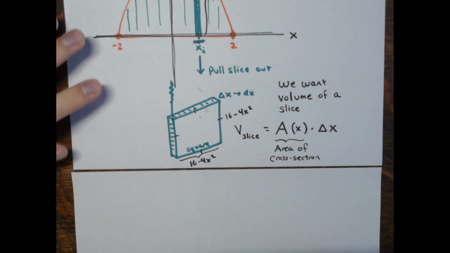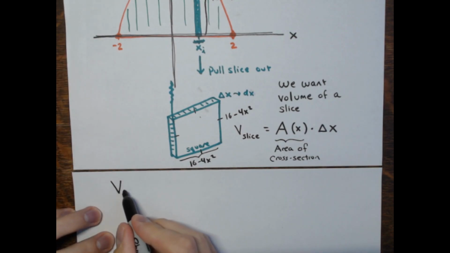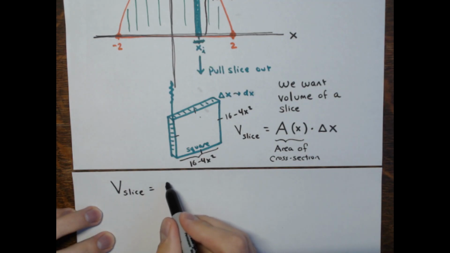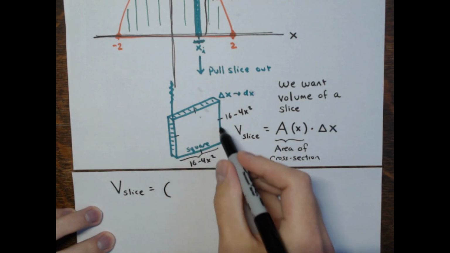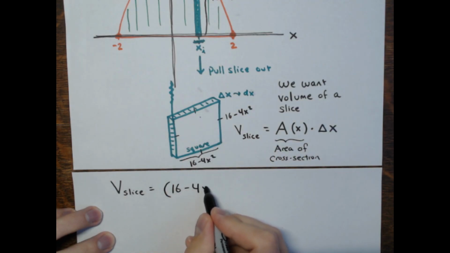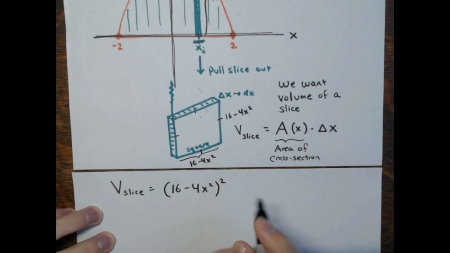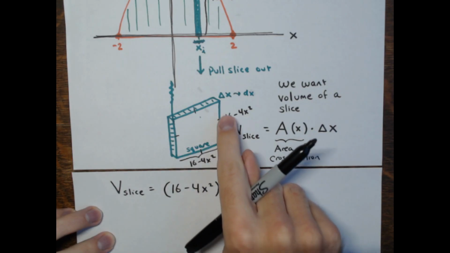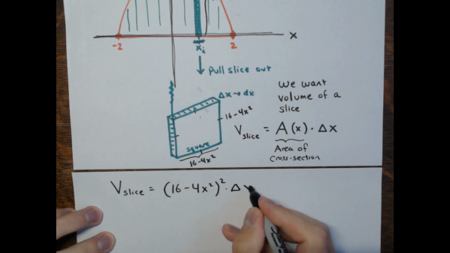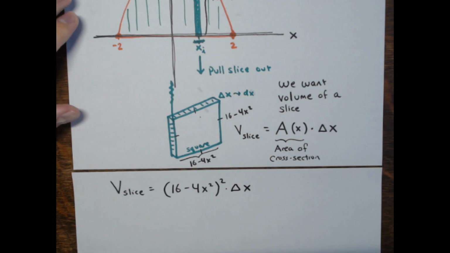And the area of a square is just your side length squared, right? So the volume of this slice, right? The volume of this slice is the area of my square, my cross section, right? The area of the square there, 16 minus 4x squared, right? It'd be 16 minus 4x squared times 16 minus 4x squared. And then times delta x, right? There's the volume of one slice.